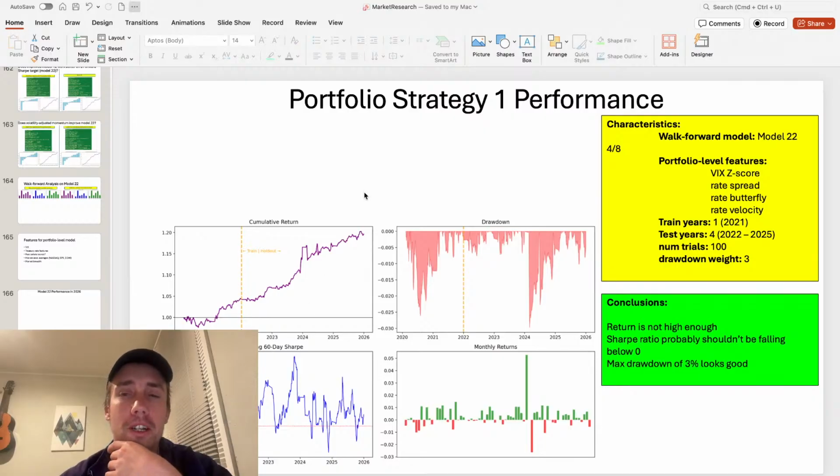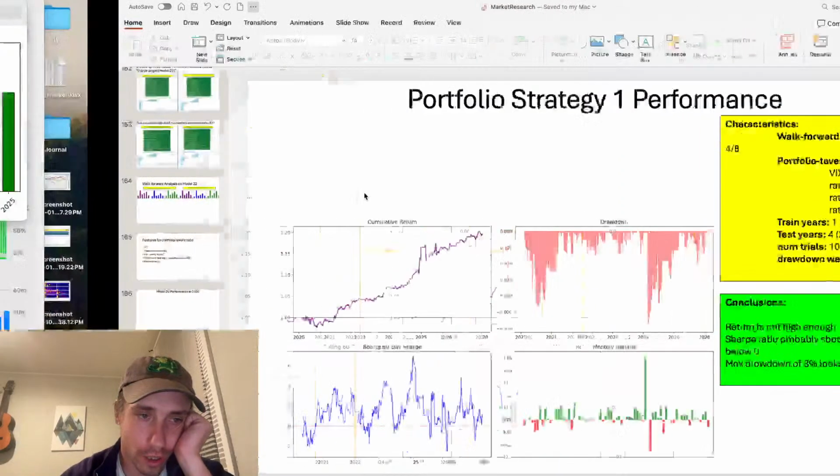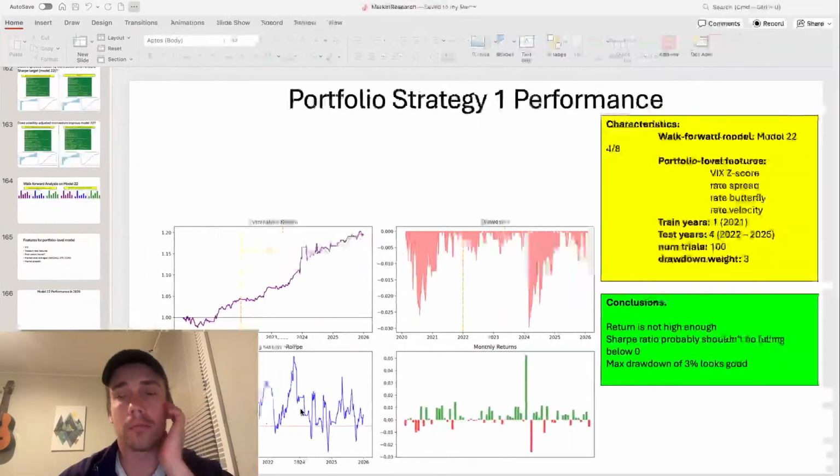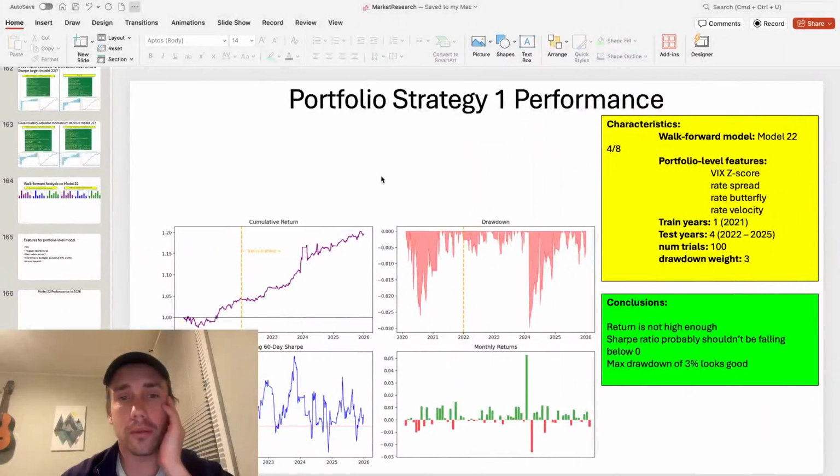But I am optimizing for the drawdown, the Sharpe ratio, or I'm taking the drawdown into account. So I need to basically think about this. And so this is all with Bayesian optimization for the portfolio model.